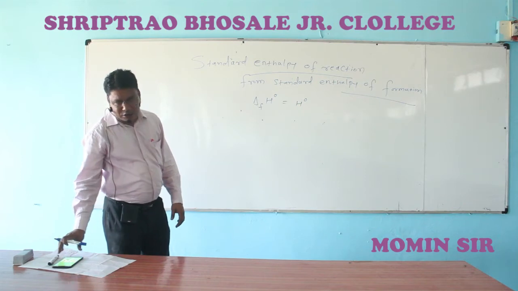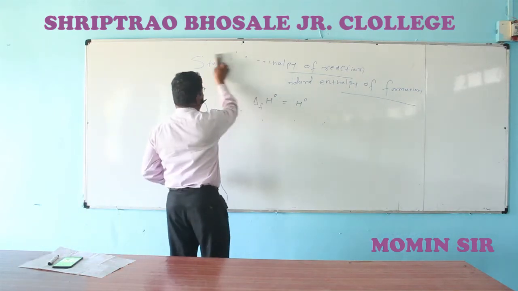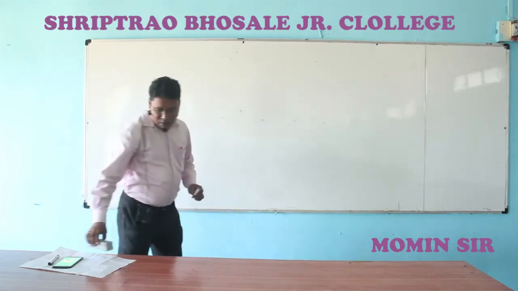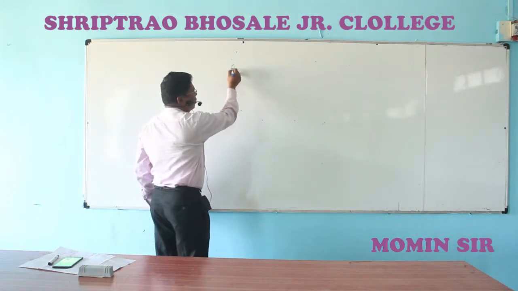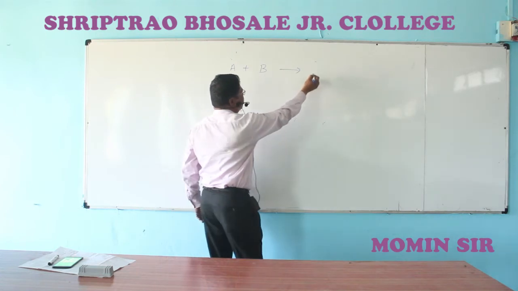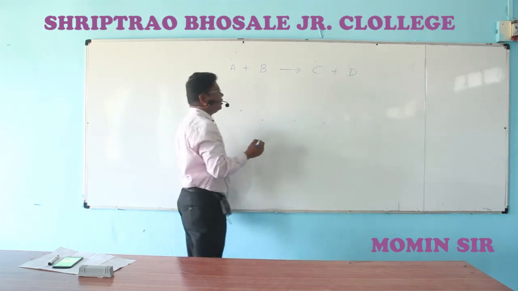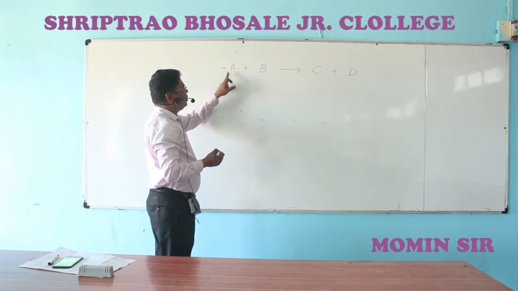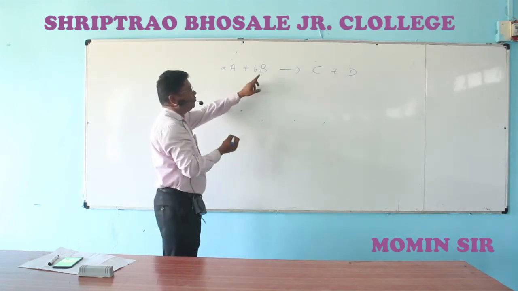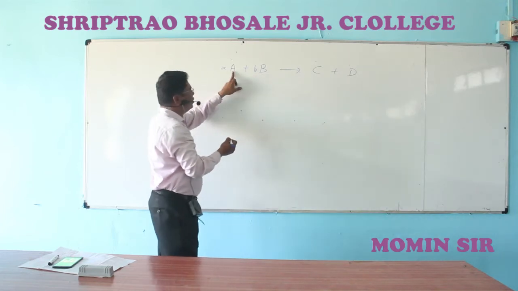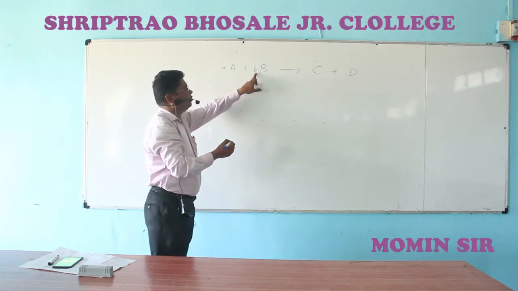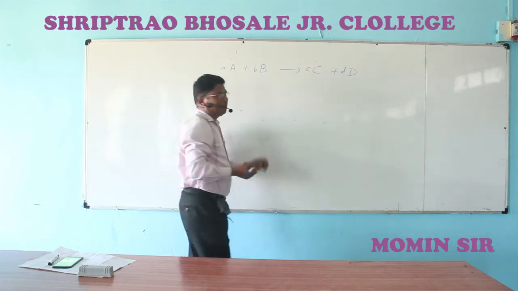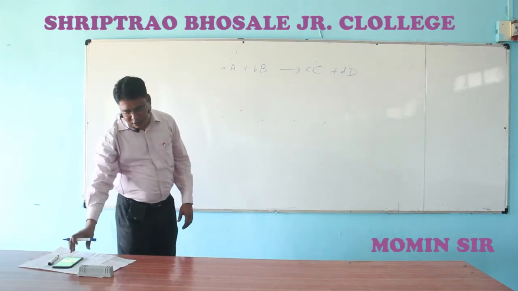Here, consider a general reaction. From this general reaction, A plus B react to give C plus D. This is the general chemical reaction. Small a is the coefficient of reactant A, small b is the coefficient of reactant B, small c is the coefficient of product C, and small d is the coefficient of product D.